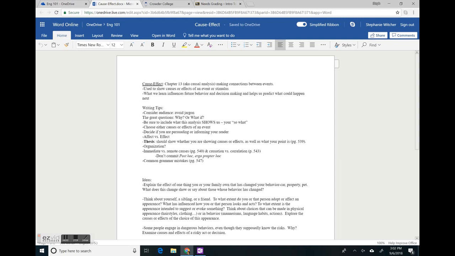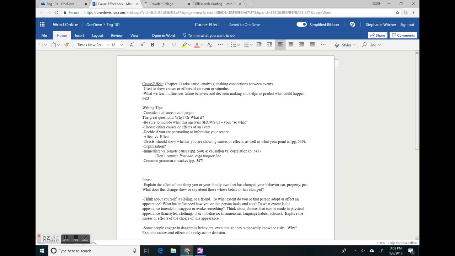But just remember that you need to have some kind of very clear organization and strong transitions so we understand, as we're moving from one cause or one effect to the other, that they are related to each other. So be considerate and be thinking about how am I going to use transitions for those.